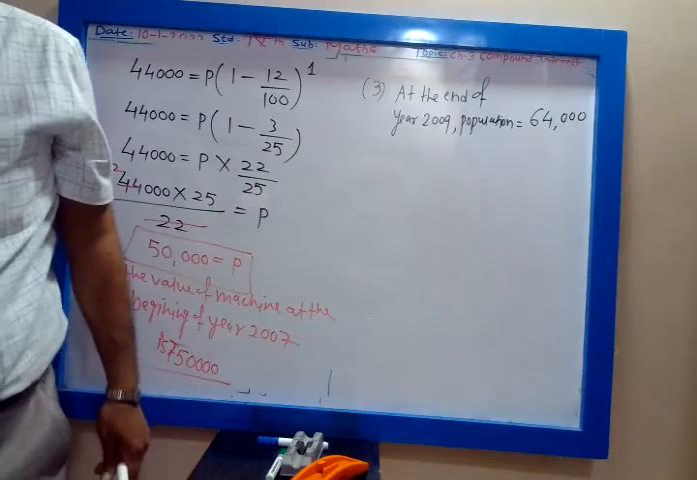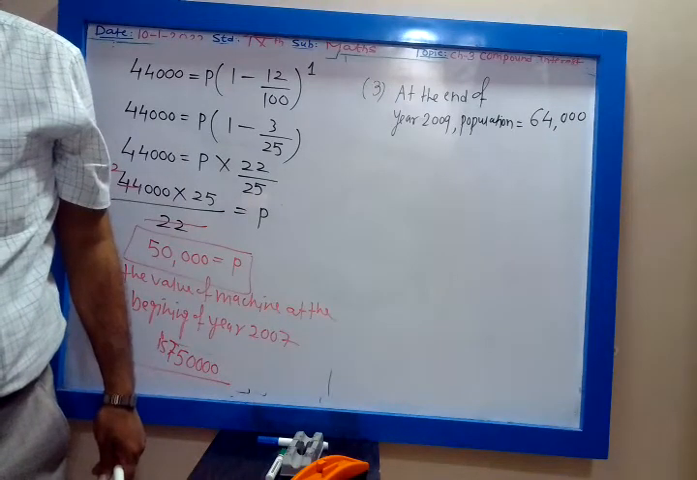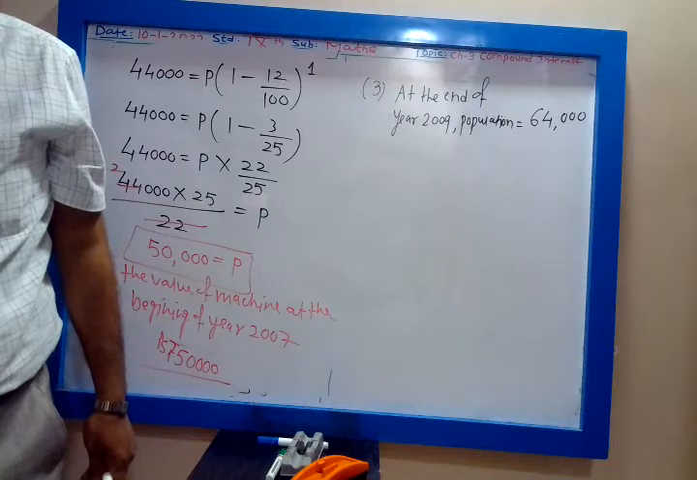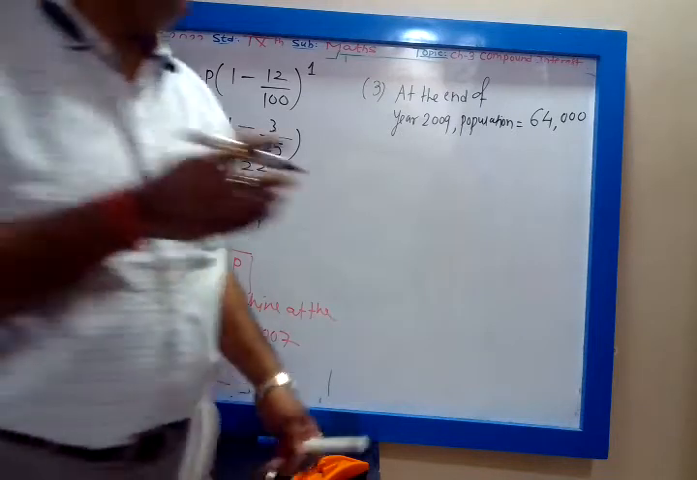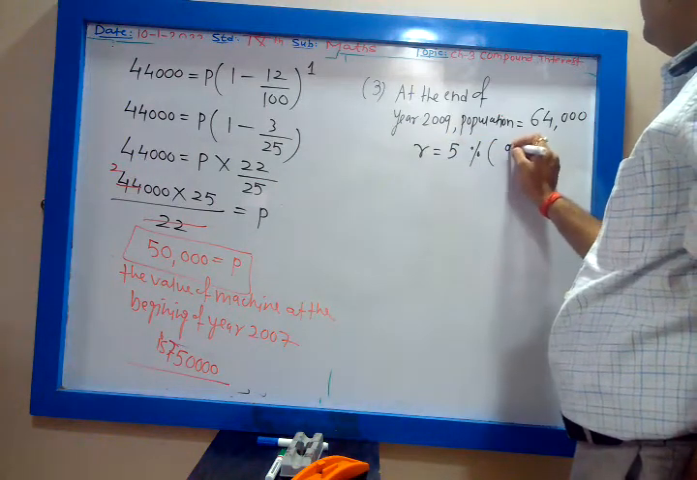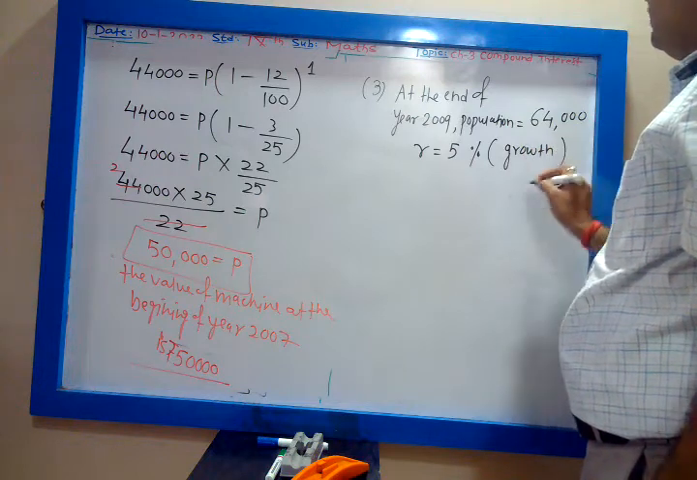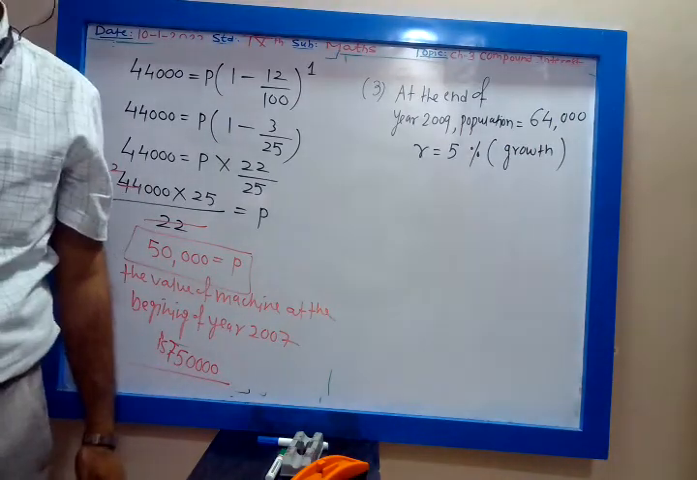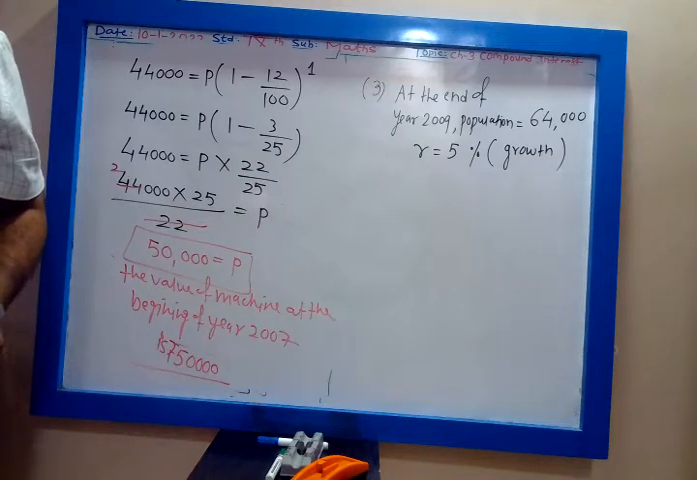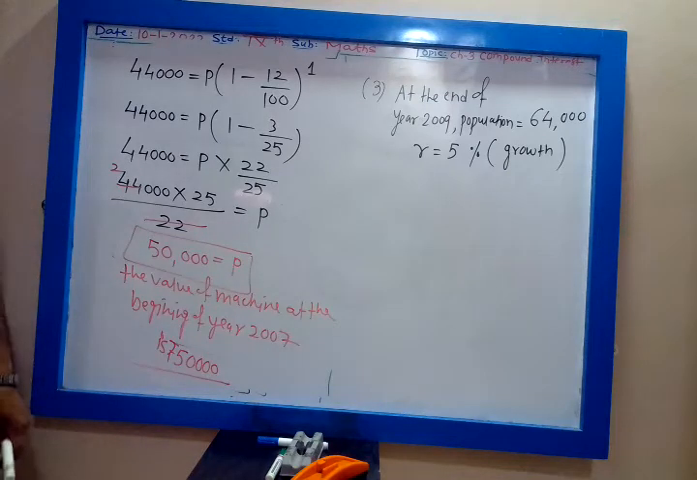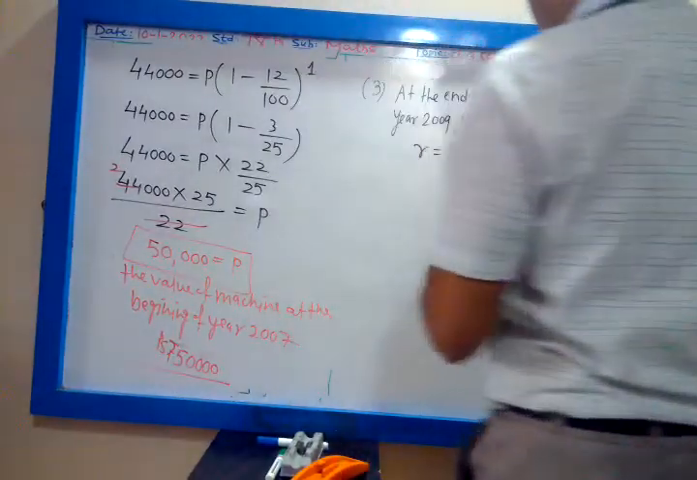Then the census authority also found that the population of this particular town had a growth of 5% per annum. Growth means increase. So rate of interest is 5%, and this is the growth. Question number one was depreciation. Now this is the problem of growth. So growth we write plus only. Depreciation we write minus in the formula. In how many years after 2009 did the population of this town reach 74,088?